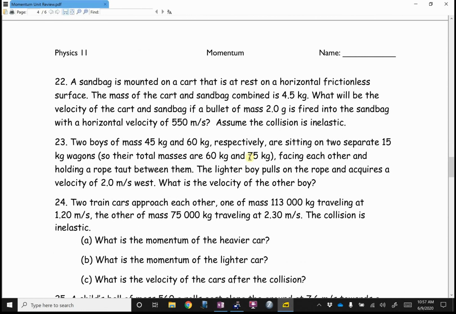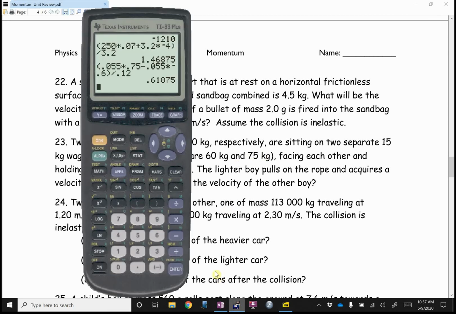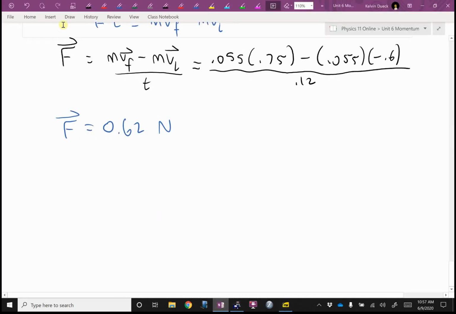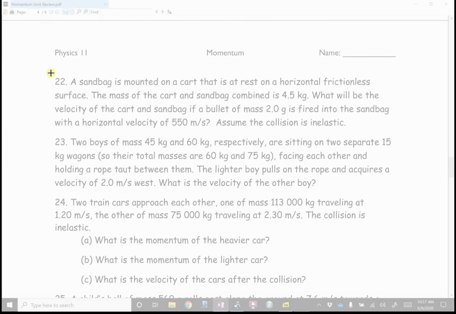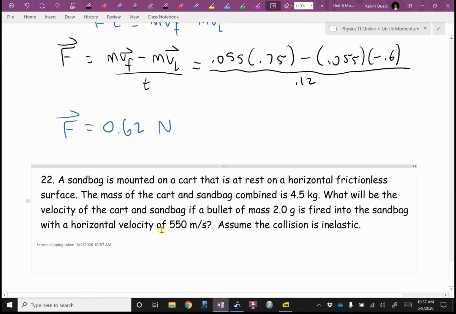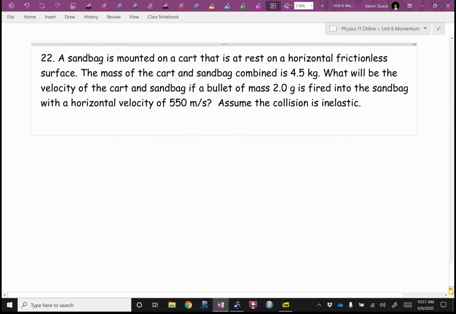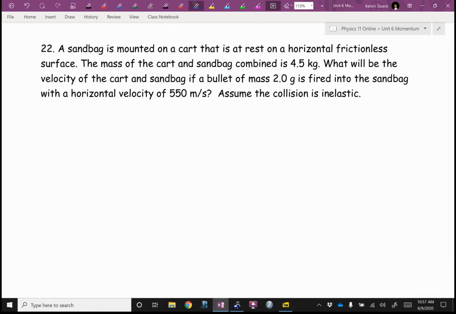Number 22. Okay, now we're getting into collisions, these next few questions. These are conservation of momentum questions. This is an inelastic collision. Inelastic means they stuck together. I'm going to call this mass A. I'm going to call this mass B for bullet. Before the collision, what's moving? Well, first of all, because there's a collision, the sum of all the initial momentum equals the sum of all the final momentum. Momentum is conserved.